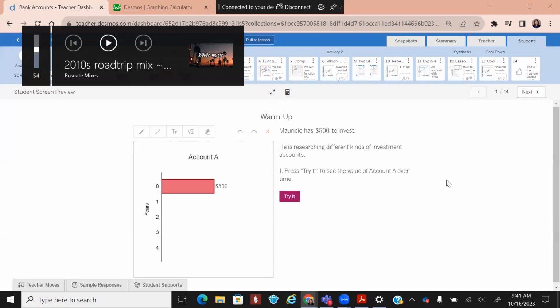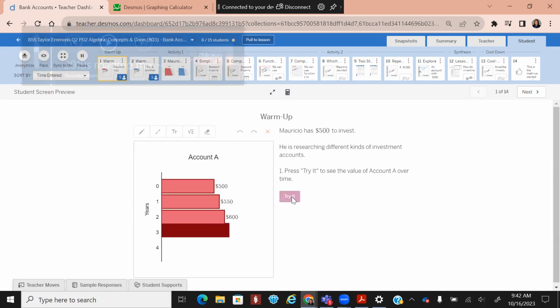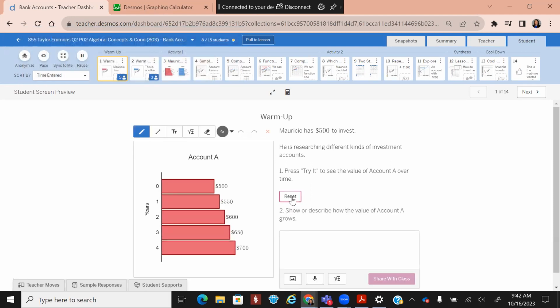Go ahead and see if you could go back into learning.amplify. Let's see if that Wi-Fi kind of reset. Go in, you're going to go to the one that's called bank accounts. I don't know how to say this person's name. Mauricio? Yeah. Has $500 to invest. Try to see what the value of account A is over time. So what's happening each time? We're adding 50, right? Adding 50 each time.